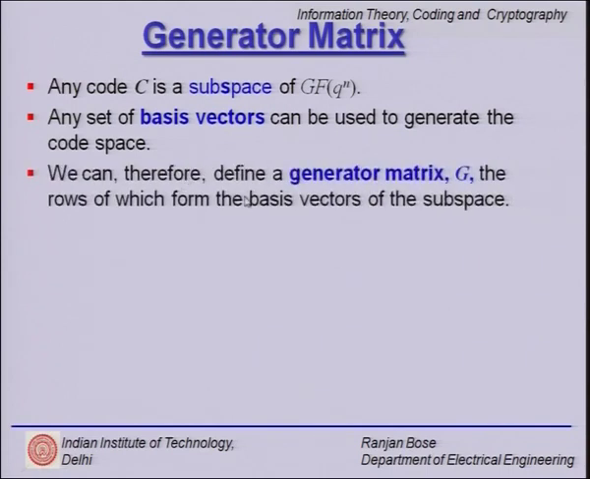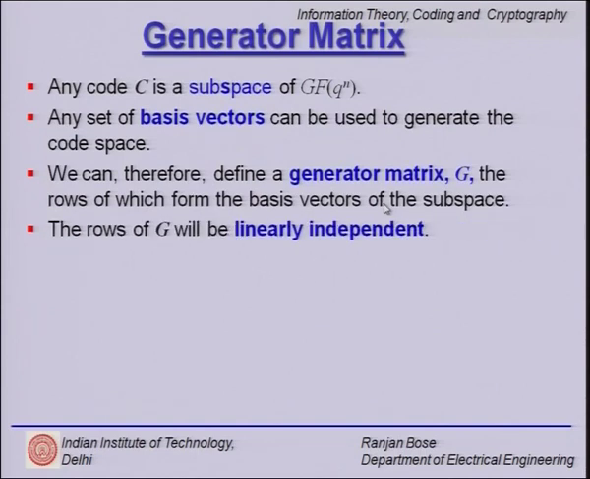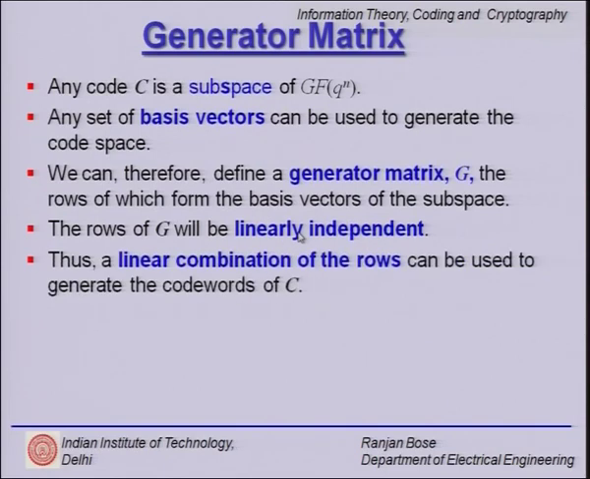We can therefore define a generator matrix G, the rows of which form the basis vectors for the subspace. Right? Now clearly, if they are to form the basis vectors, the rows of G would be linearly independent. This means a linear combination of the rows can be used to generate the code words of C because they form the basis vectors. Any linear combinations of these basis vectors would generate all other points in their subspace.